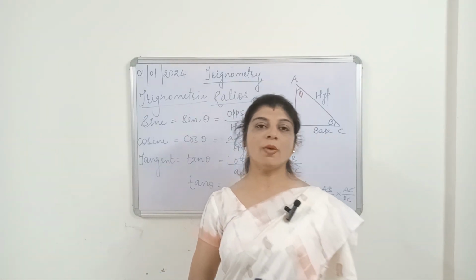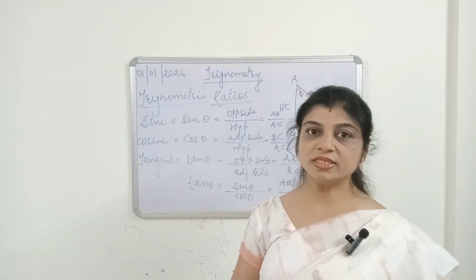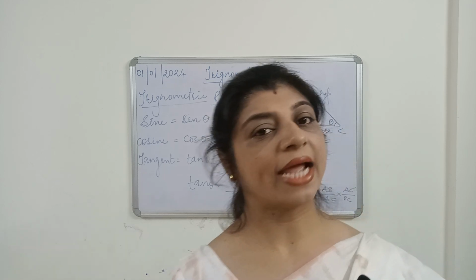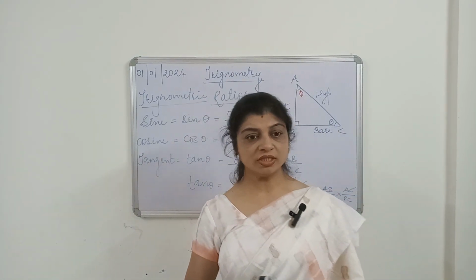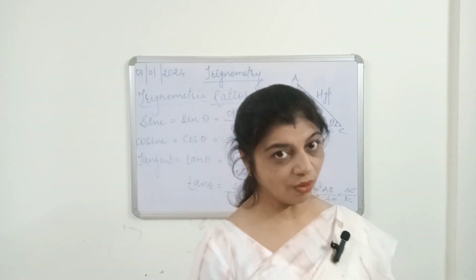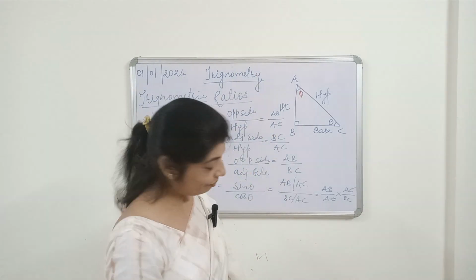Sine theta means opposite side upon hypotenuse. Cos theta means adjacent side upon hypotenuse. Tan theta means opposite side upon adjacent side, and that's why tan can be defined in terms of sine and cos. So tan theta at times can be sine theta upon cos theta also. And how it is correct or how it is proved, I have proved also.